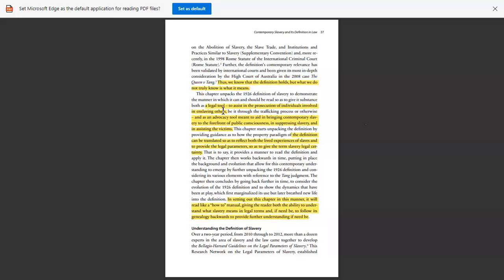So here it's a legal tool, and this was the reason for trying to define slavery or conditions like slavery: to be a legal tool to assist prosecutors of individuals that are involved in enslaving others. It's also an advocacy tool meant to aid in bringing contemporary slavery to the forefront of the public consciousness.